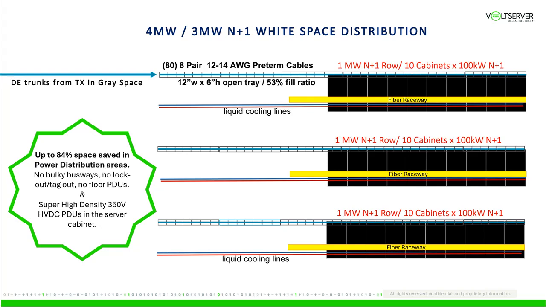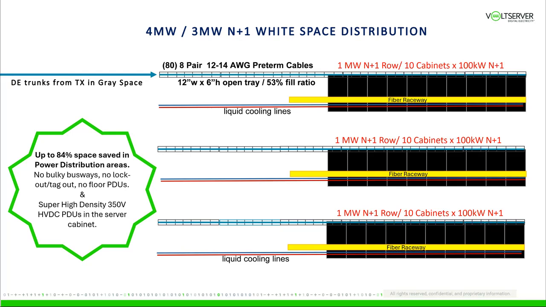Okay, you probably notice immediately the absence of multiple levels of bulky busway and floor PDUs, right? In fact, the slide was so empty, I had to fill it up with this little star of the up to 84% saved in power distribution. Now, when we look at coming from the gray space, you have that open basket tray with the UTP cables feeding each server cabinet that is powered at 100 kilowatts N plus 1.